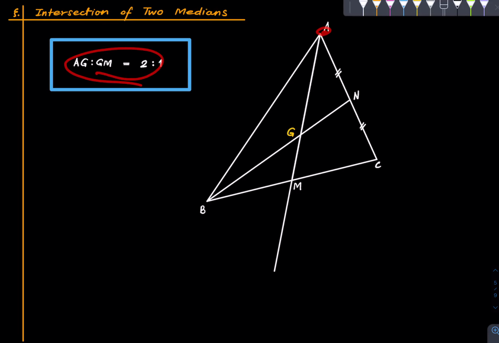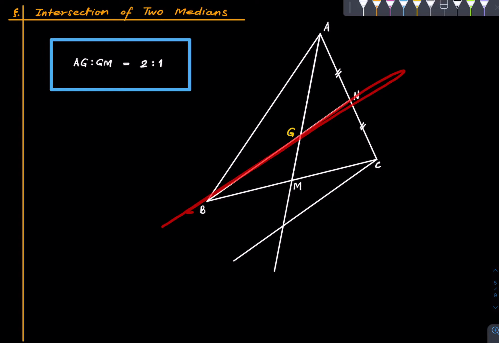So, what we have is a triangle ABC. We have the median passing through A and the median passing through B. They intersect in a point called G. We want to prove that AG is twice of GM, and this is another way of writing it. So we want to prove this fact, and we will use the midpoint theorem and the fact that we just discussed. So what we will do is draw a line passing through C and parallel to this median. So this is that line that we just drew, and let's call this point H.